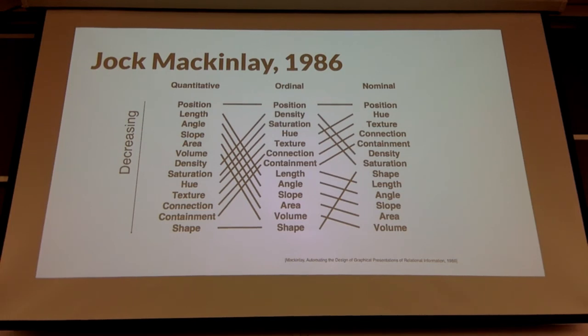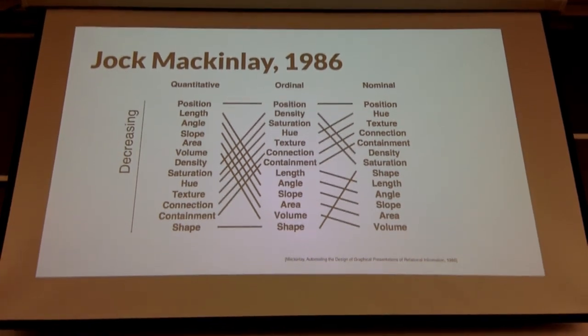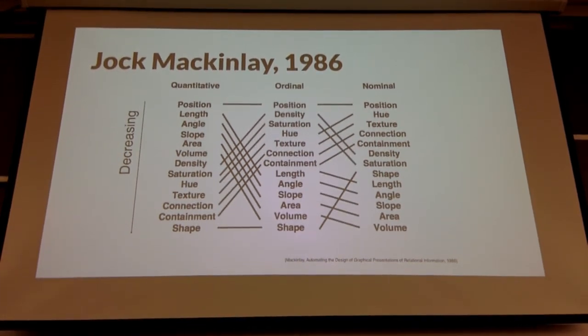And by running these kinds of experiments is how we came up with the ranking of the best channels or visual variables for these different data types. This is a figure from Doug McInlaw, and he splits it up between quantitative, ordinal, and nominal, whereas our textbook only does it for magnitude and identity.